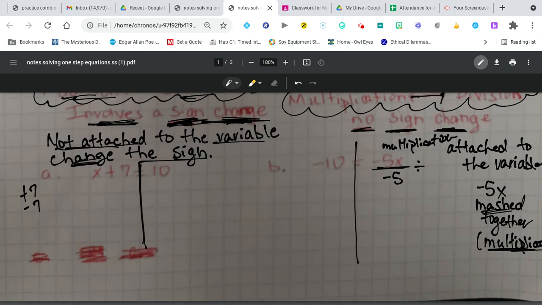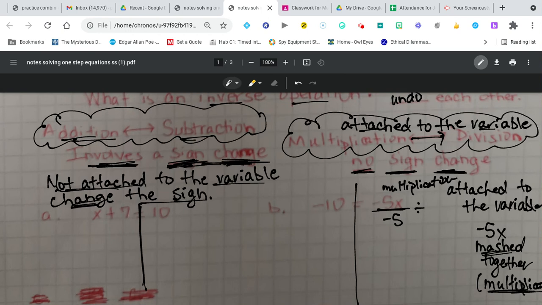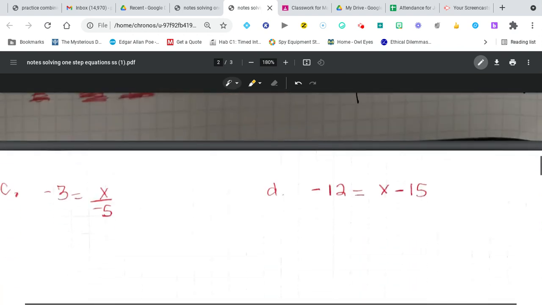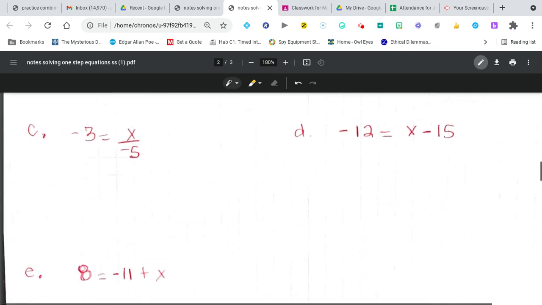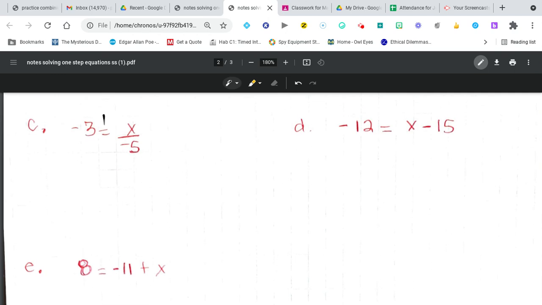And let me do something on this one. So back on A, 7 was not attached. So we just need to change the sign. So you would just put -7. Okay?